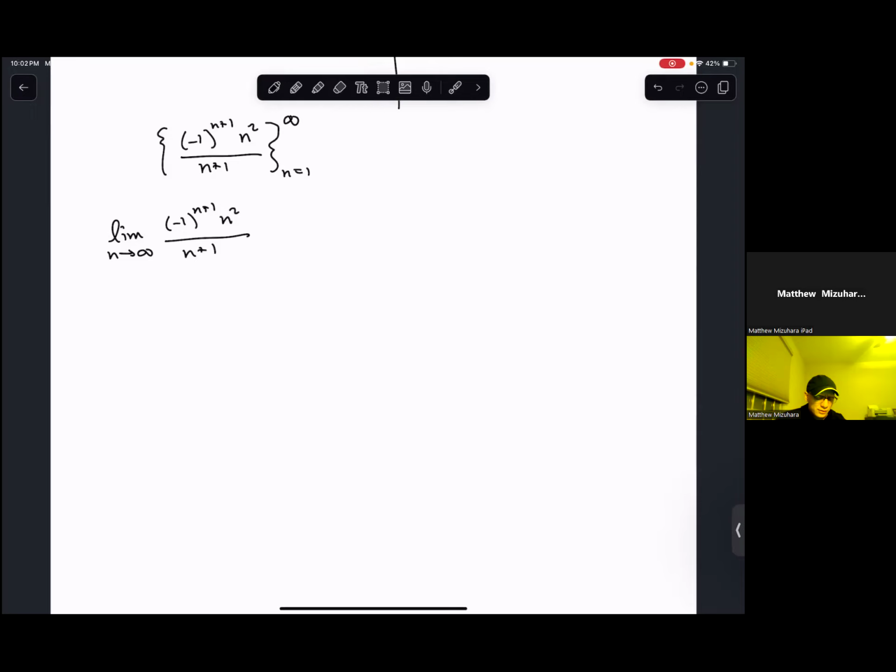When I look at this, I see that negative 1 to the n plus 1 expression, which to me really screams squeeze theorem, right? Whenever I see alternating sort of behavior in my sequence, I'm thinking squeeze theorem. So let's see if it'll work. Let's try to apply squeeze theorem here.